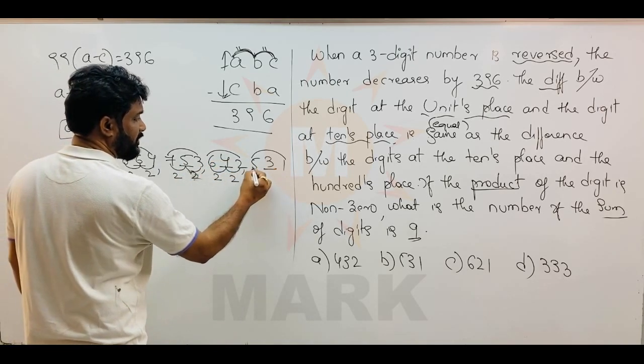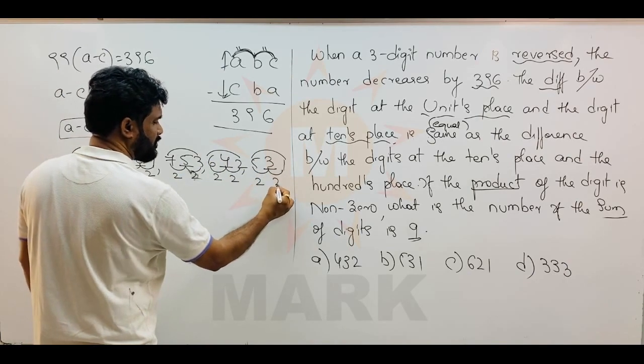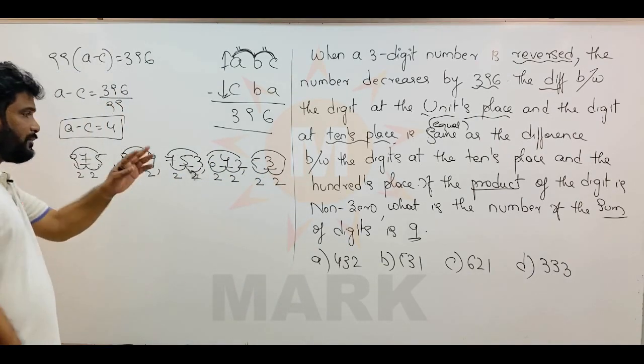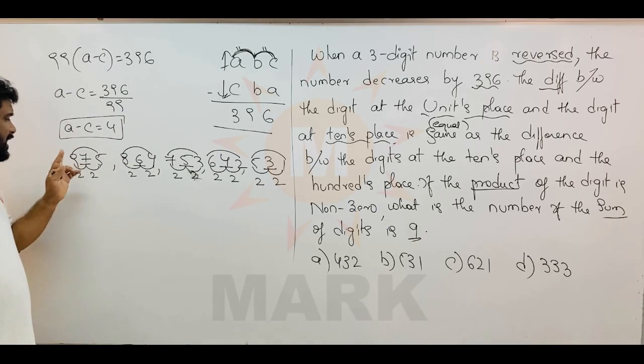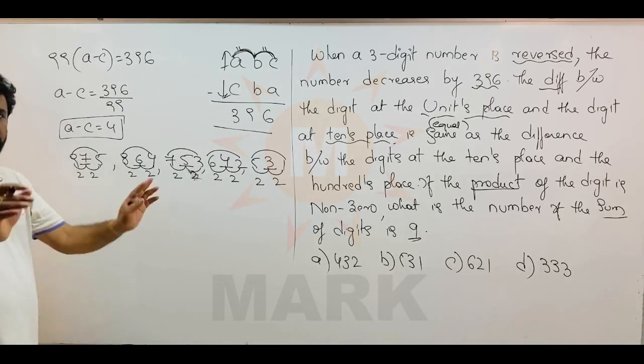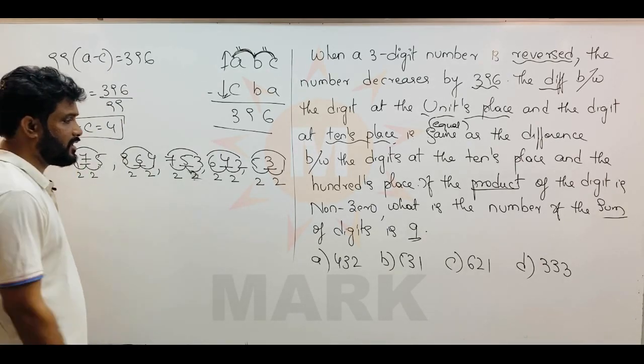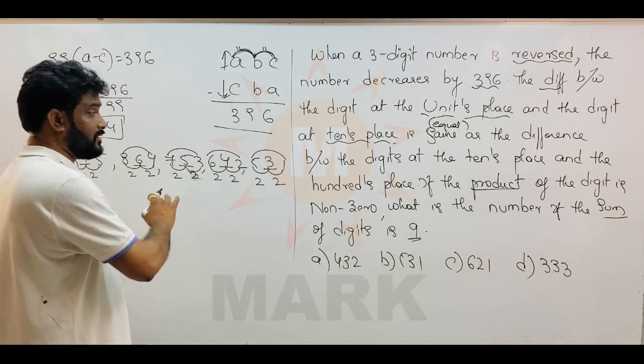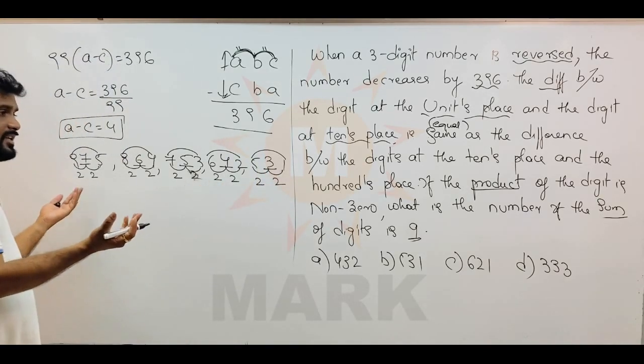It should be 3 here. 5 minus 3 is equal to 2, 3 minus 1 is equal to 2. So all the numbers are satisfying. The difference between the hundreds, tens and units is the same, 2. Now my dear friends, what is the other condition? Non-zero. Yes, there is no 0, I can see here clearly.